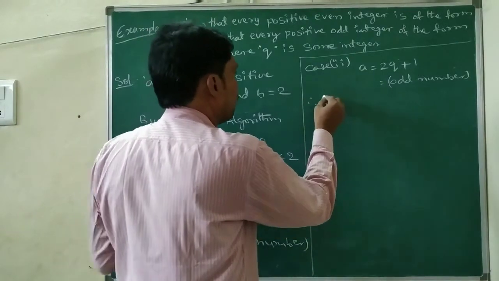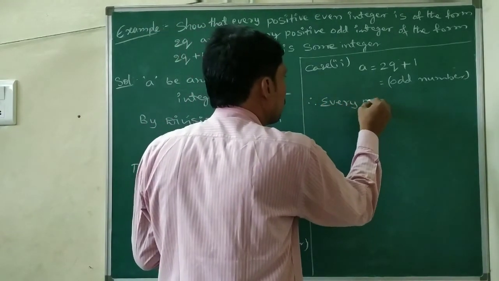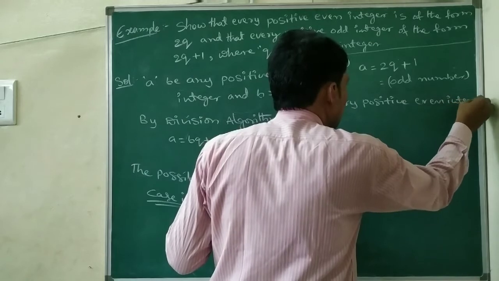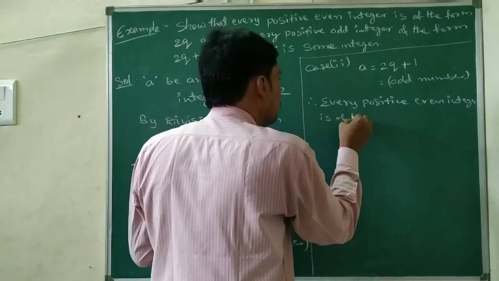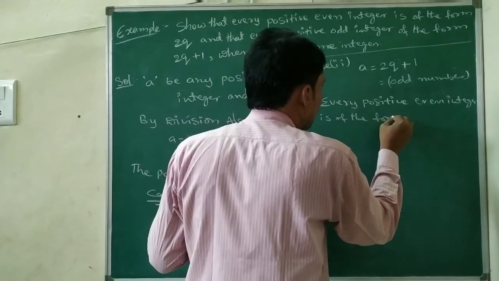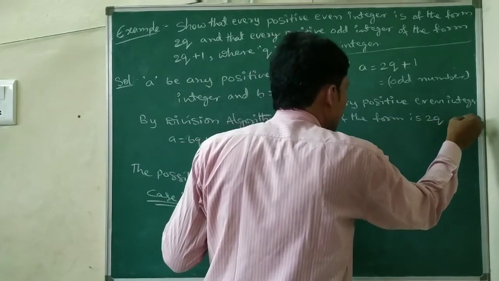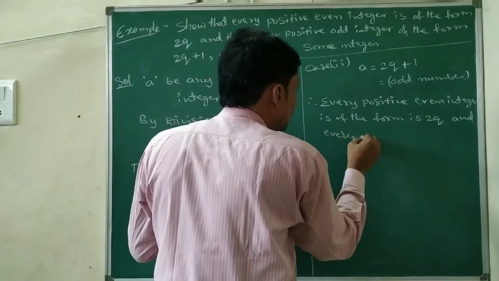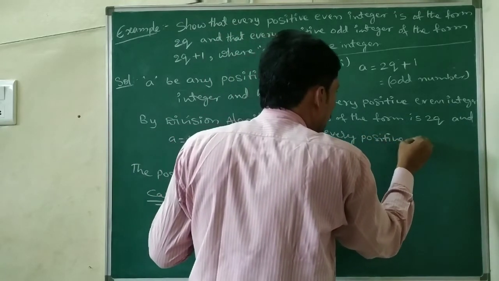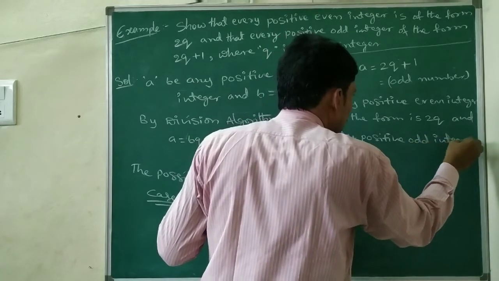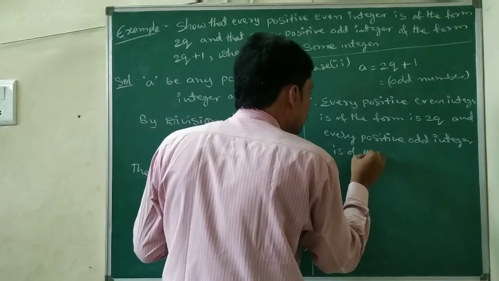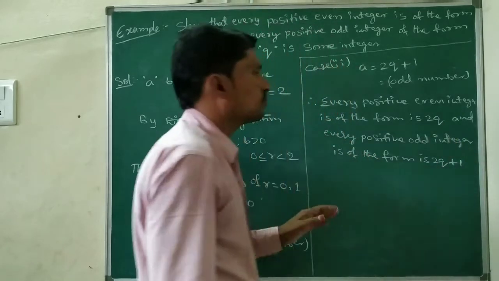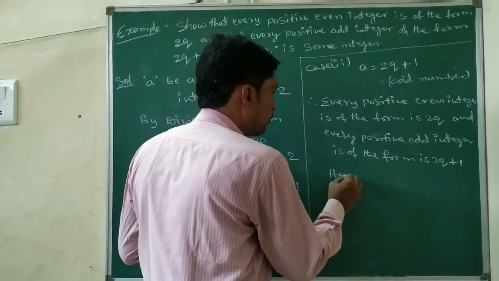Therefore, every positive even integer is of the form 2q, and every odd integer is of the form 2q plus 1. Hence proved.